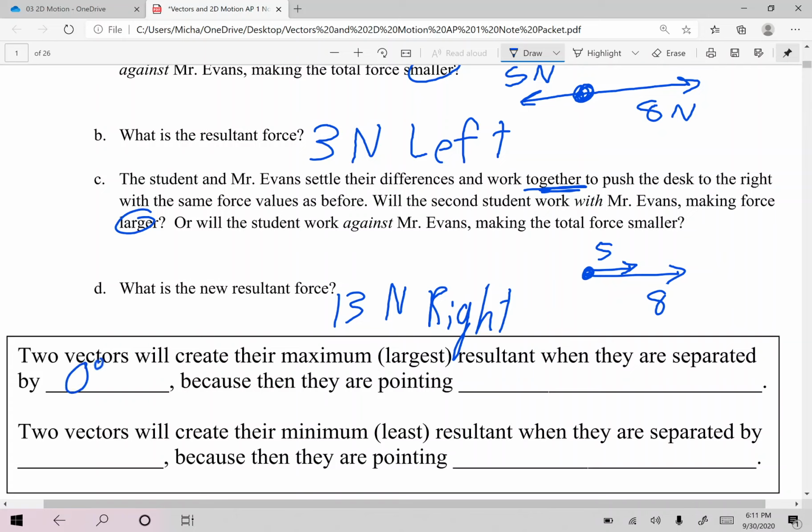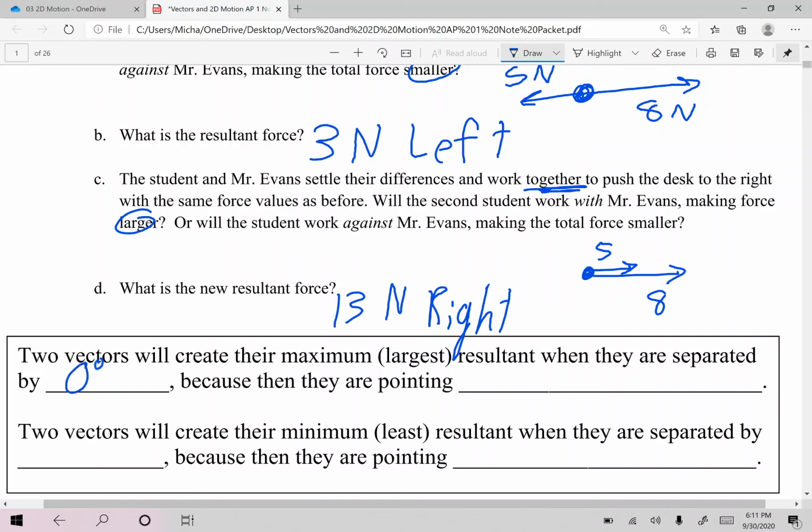So we talked about the degrees already by doing north of east, south of west, and that whole thing. Here we're not necessarily talking about that. We're talking about how the two vectors compare with each other. So as an example, with the 8 and the 5, let's change color here. The 8 was to the right, that was the 8, and then the 5, let's go with a different color. The 5 was also to the right.